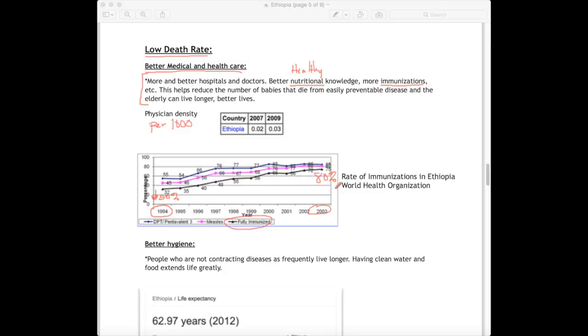So what does this tell us? Something has taken place in Ethiopia where there's a great change in medical and health care. It seems that people are able to access immunizations for their children and for themselves much more easily. And so this is reducing the number of babies that are dying of easily prevented disease, extending the life of older people as well.